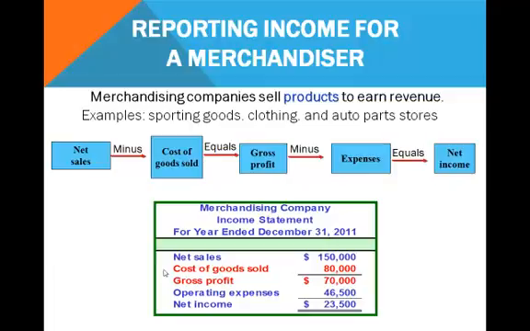Net sales minus cost of goods sold equals gross profit. Gross profit is the amount left after subtracting the cost of the inventory sold to cover all the other expenses and to earn a profit.